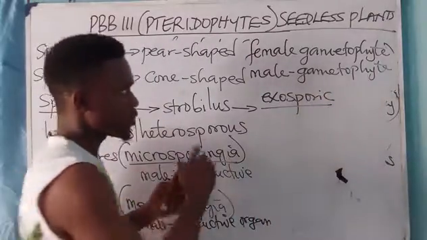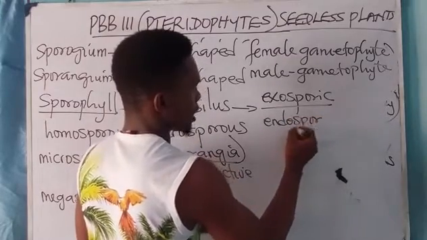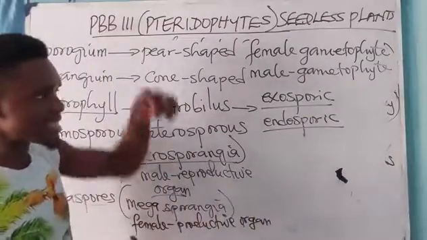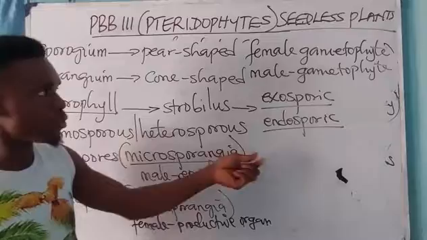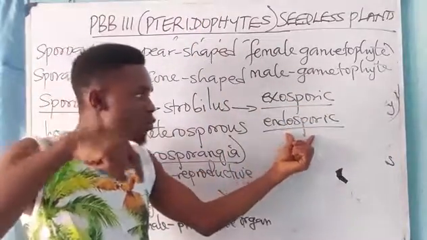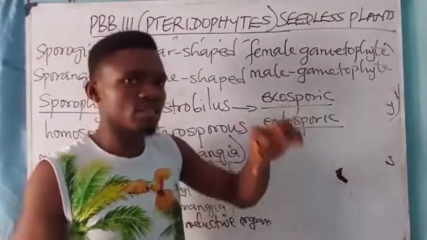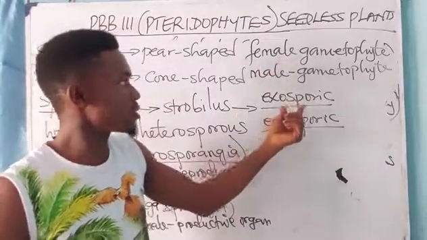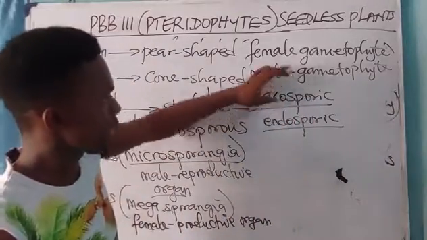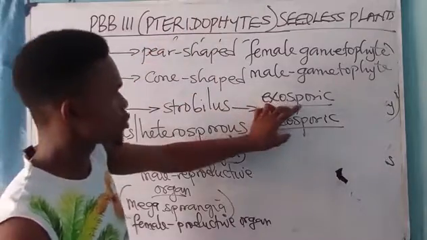Higher plants, they undergo what? Endosporic, because they are found fertilized inside the wall of the spore. The gametophyte in higher plants undergo endosporic type of fertilization, inside the spore, while exo is outside the walls of the spores, which means exosporic is to Pteridophytes, while endosporic is what? Higher plants.